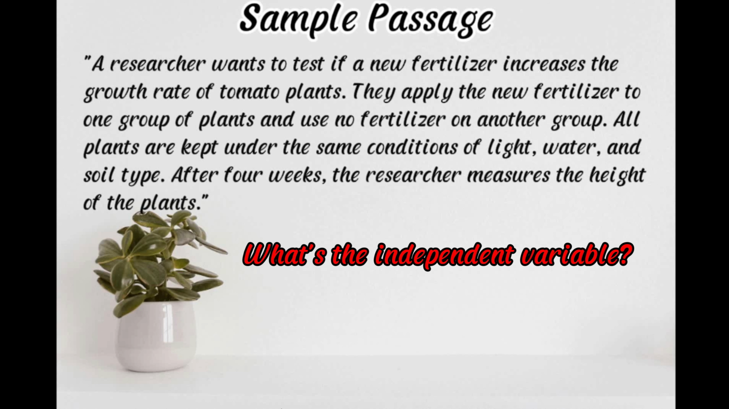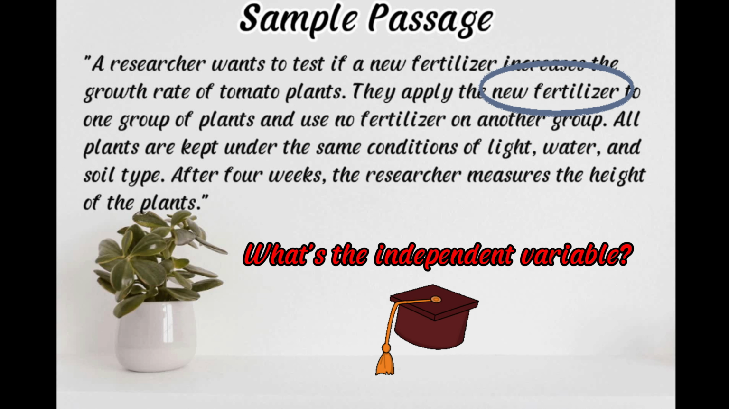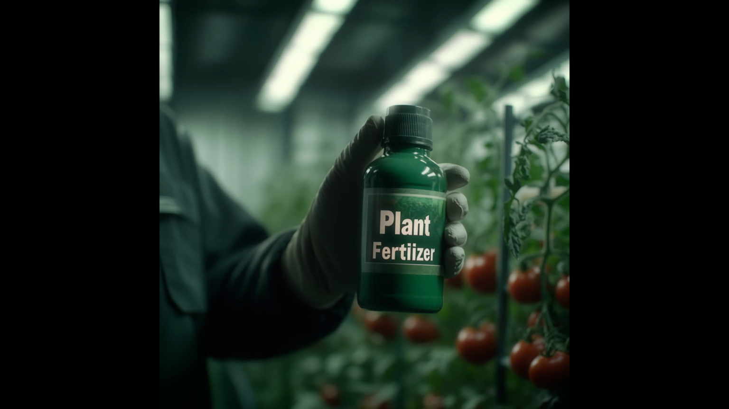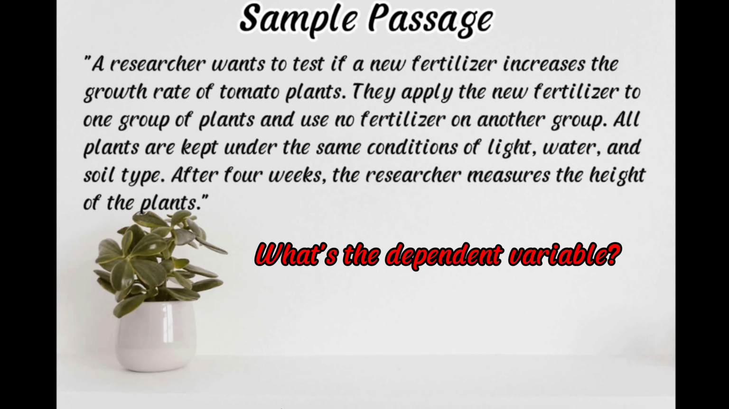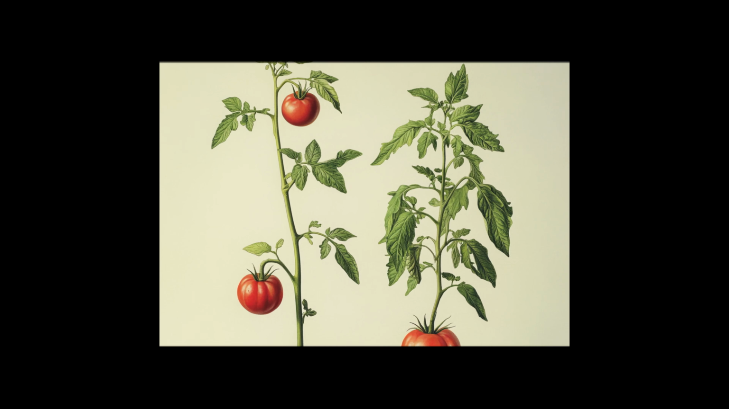What do you think is the independent variable in this experiment? Take a moment to consider. If you said it's the use of the new fertilizer, you're absolutely right. The independent variable is what the researcher changes intentionally. In this case, whether the plants receive the fertilizer. Now, what is the dependent variable? What is being measured? If you thought it's the height of the tomato plants, you're correct. The dependent variable is what's observed and measured in the experiment.